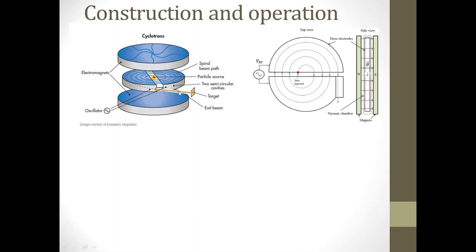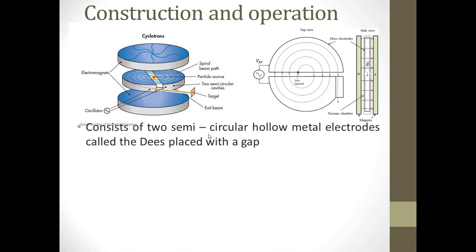So these are two figures which will show you the construction of the cyclotron. Okay, here we have basically a cyclotron. It has two semicircular hollow metallic electrodes called the Dees. So these are the two Ds we are talking about. This is one D and this is the other D. These are metallic electrodes which are hollow inside.